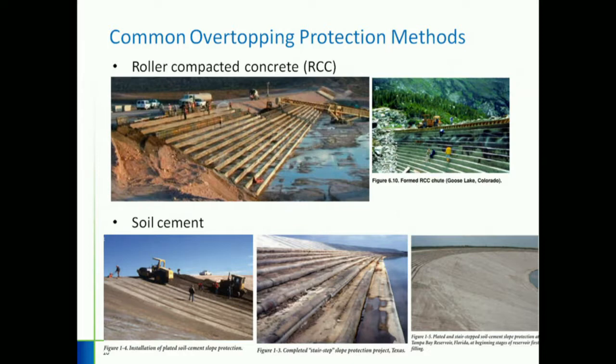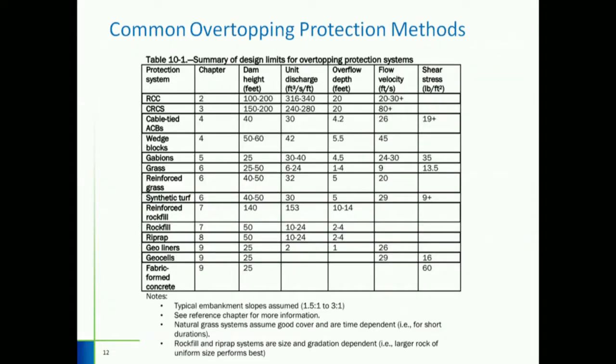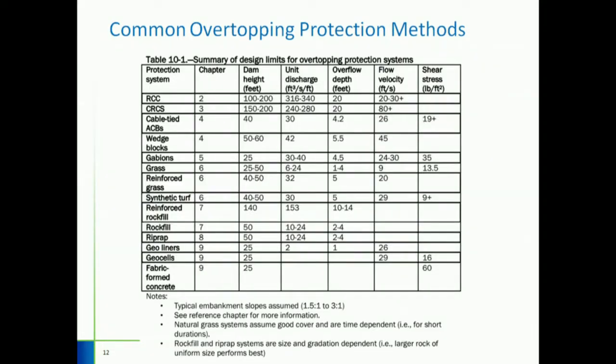So this is a table that is provided for your reference, and it provides different types of protection systems and the velocity and the shear stress ranges over which these methods are applicable. You can see that the grass has the lowest velocity, 9 feet per second. If you go over this velocity, you're going to have to use one of these protection mechanisms.